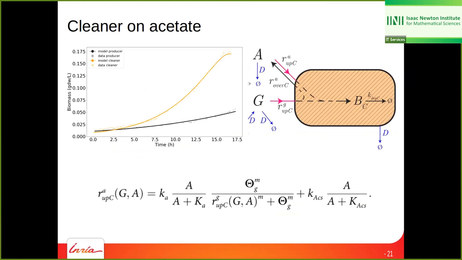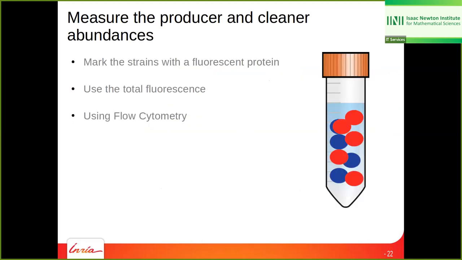Once we have this confirmation that the model fits well with the individual species, we were like, okay, now we should grow them together, but how are we going to actually measure the abundances? Well, I added these fluorescent proteins, not for nothing. How are we actually going to make use of them? Well, one way is to just measure the total fluorescence and derive biomass from there. Another way, that we use to cross validate that results are valid, is by using flow cytometry.